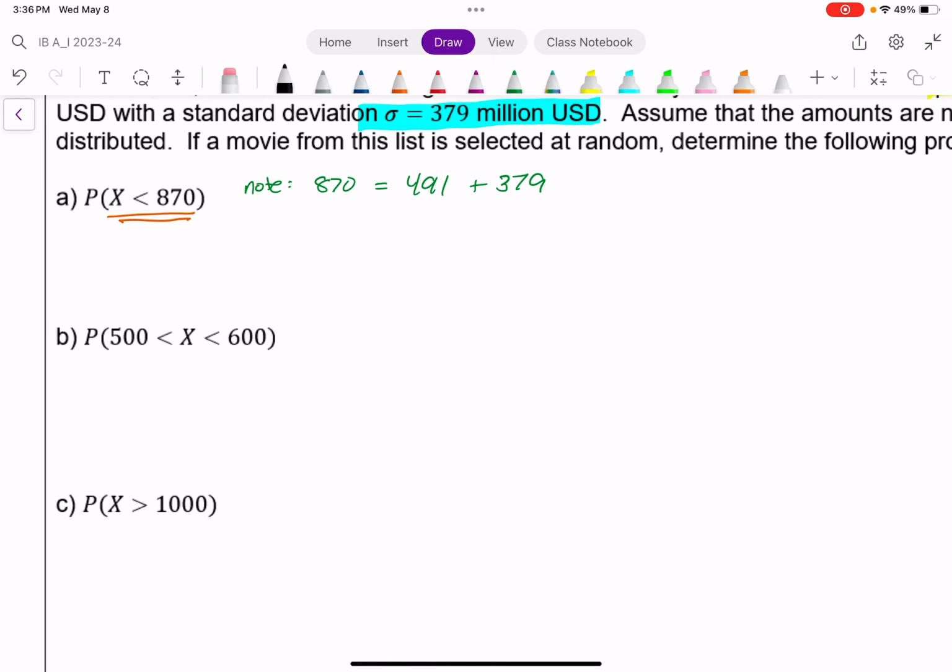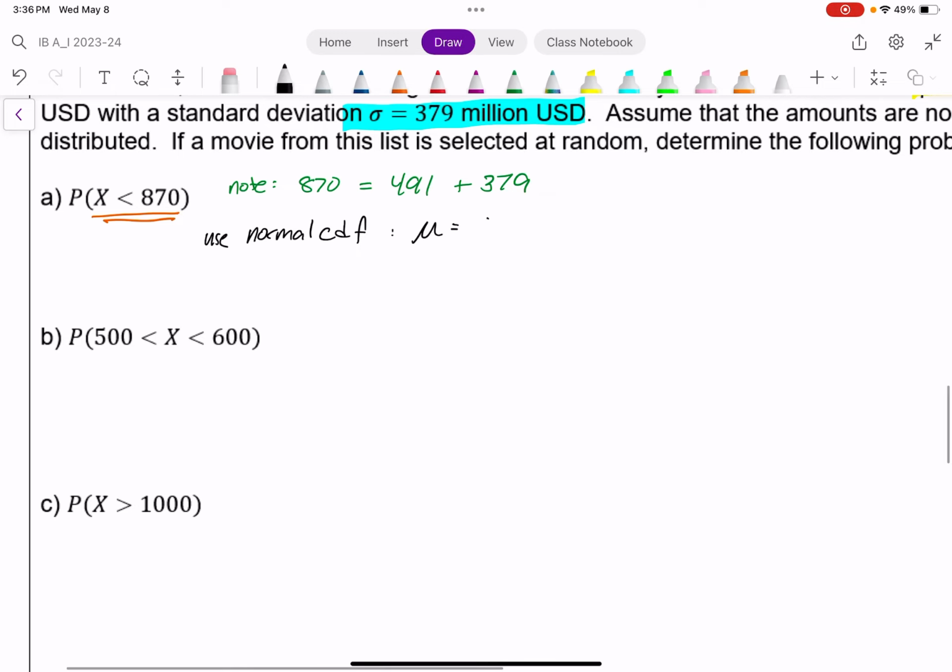GDC here. And so for this, if we use our normal cumulative distribution function, we need to know the mean, which is, again, 491.